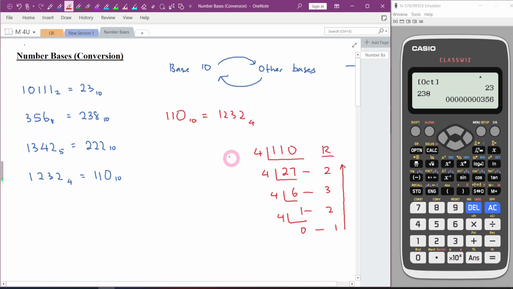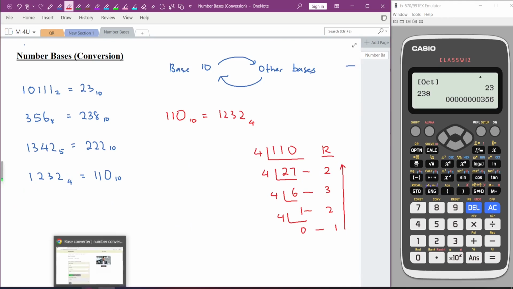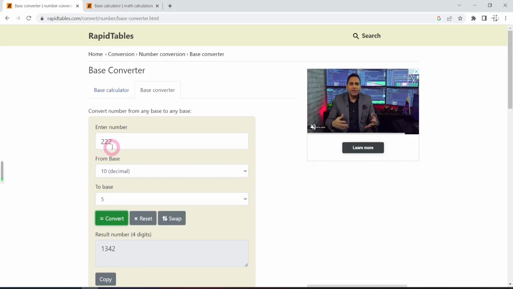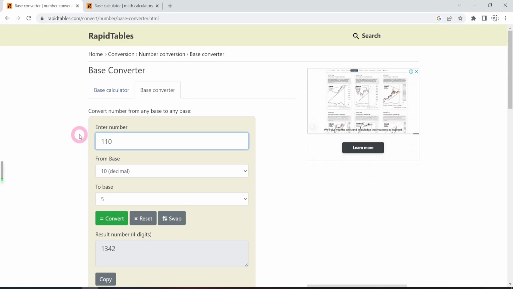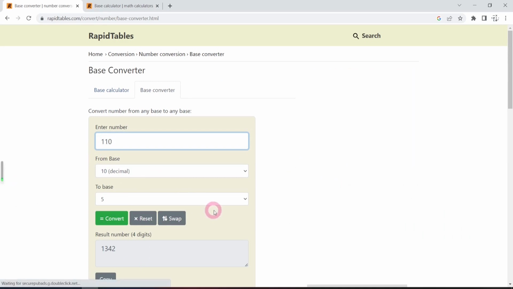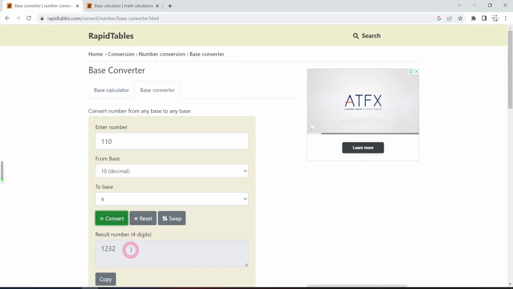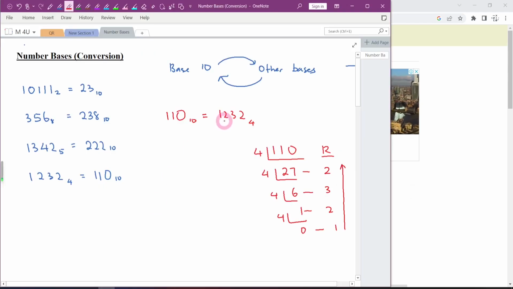Okay, so if I want to check my answer, since this is base 4, calculator cannot help us. Let's go to this website. 110, convert to base 4. So I'm going to change this to base 4. Convert. 1 2 3 2. Is our answer correct? Yes, correct.